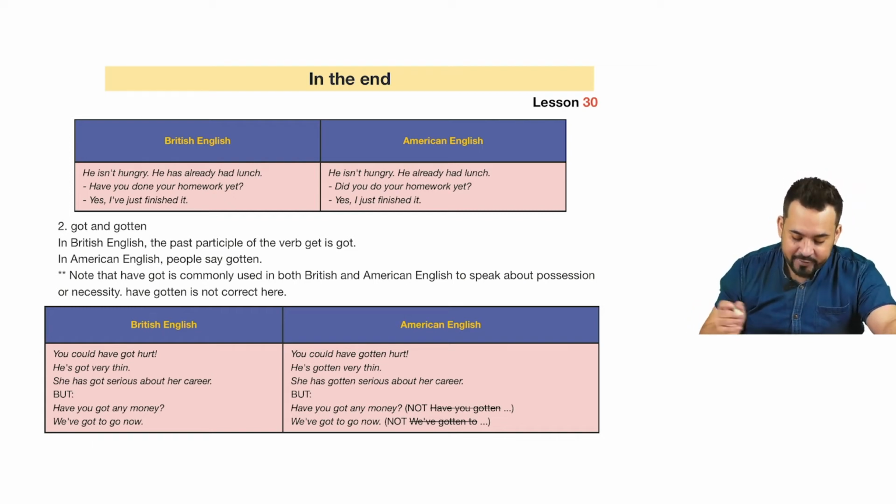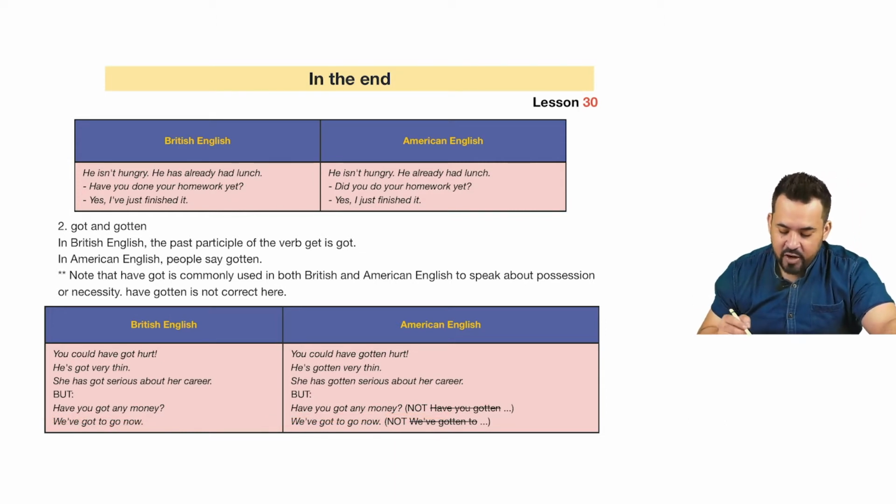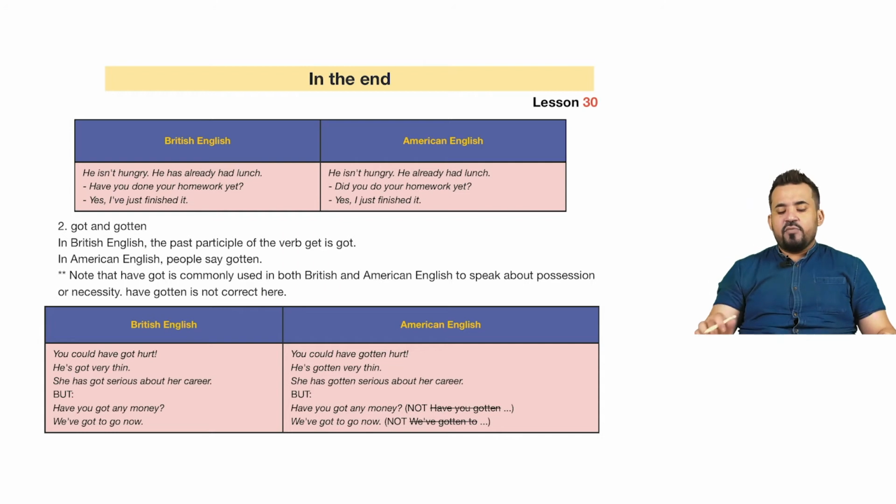All right, but have you got any money? Have you got any money? Not have you gotten any money. All right? Because here we're talking about possession. We've got to go now. We have got to go now. Not we have gotten to go now. Because that just sounds weird.